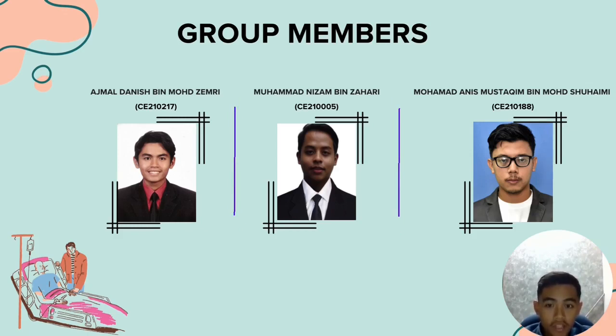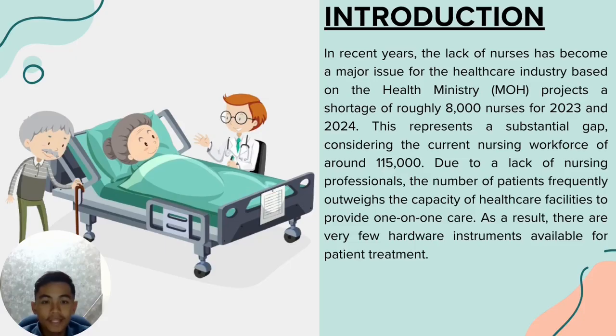Next, for this group, we have 3 group members. Firstly, me, Ajmal Danish bin Muhammad Zamri, the matric number is CE210217. Second, Muhammad Nizam bin Zahari, the matric number is CE210005. And the third person is Muhammad Anis Mustaqim bin Muhammad Shuhaimi, the matric number is CE210188.